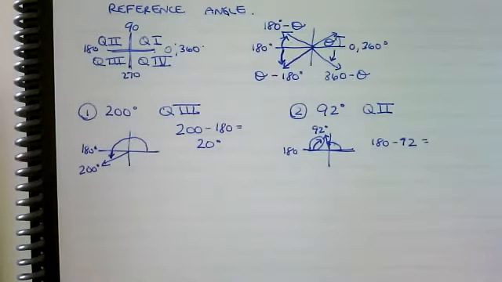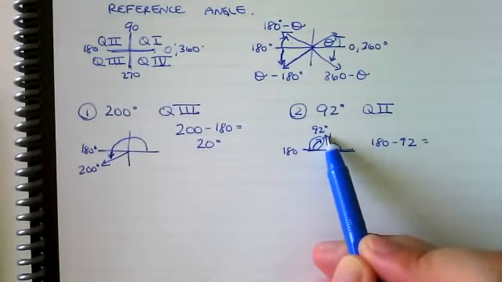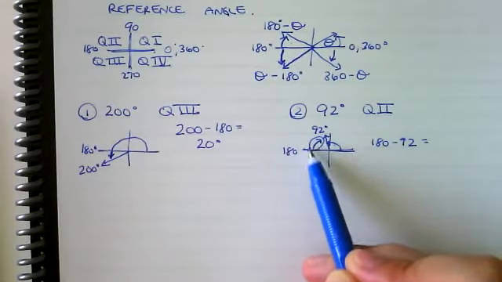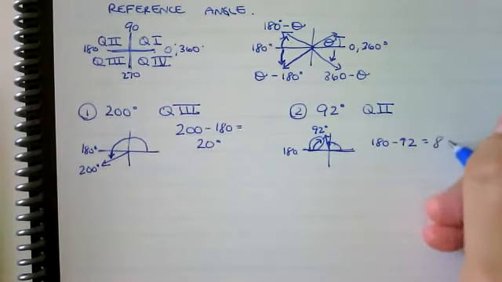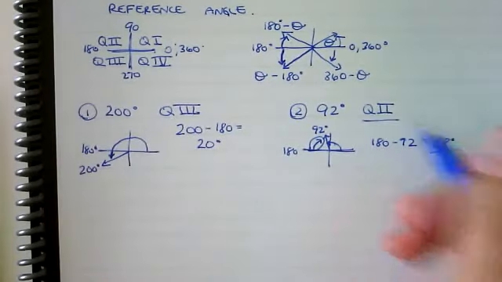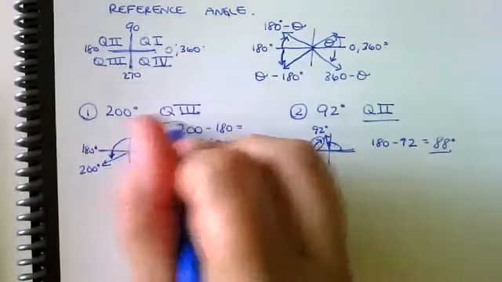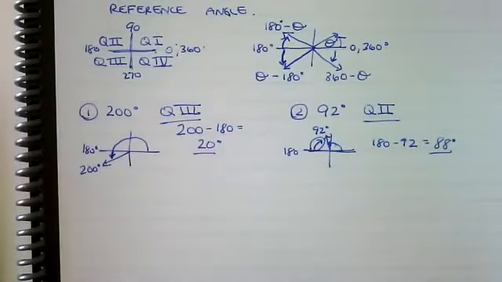It is not 2 degrees because I'm not looking for this piece right here. I'm looking for this part. I'm trying to find how close I am to the x-axis. So I'm doing 180 minus 92, and I get 88 degrees. That's my reference angle. So I'm in quadrant 2, and my reference angle is 88. Over here, it was quadrant 3, and my reference angle was 20.